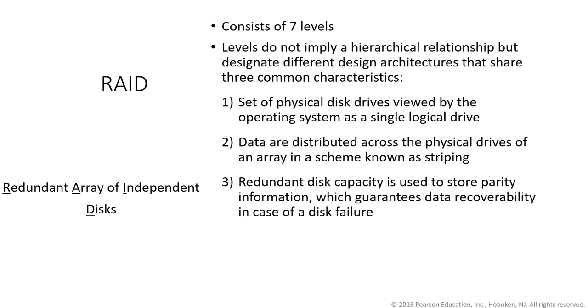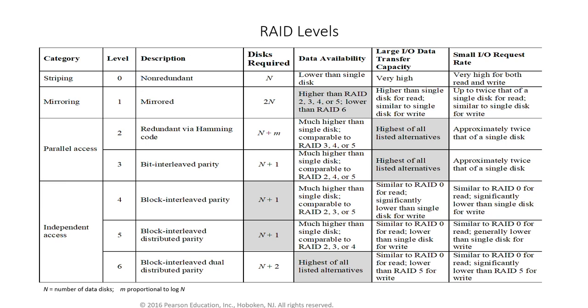designate different design architectures. It is a set of physical disk arrays viewed by the operating system as a single logical drive. Data are distributed across the physical drives of an array in a scheme known as striping. The redundant array disk capacity is used to store parity information, which guarantees data recoverability in case of disk failure. These are the RAID levels shown in this table.